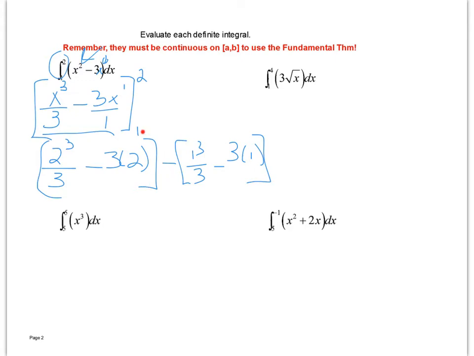I do always write these brackets because this negative messes with people. I have seen so many kids mess this up because they forget to distribute that negative. So please write each term that way. Now, the last step, 8/3 minus 6 minus 1/3 minus, oopsie, it's not minus 3. See, this is the stuff people mess up. That has to distribute, so it's plus 3.